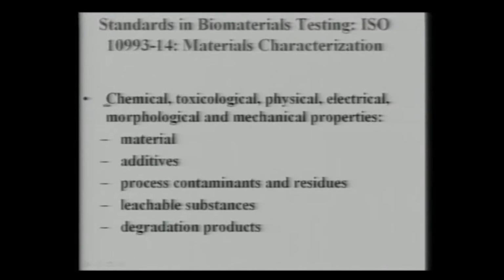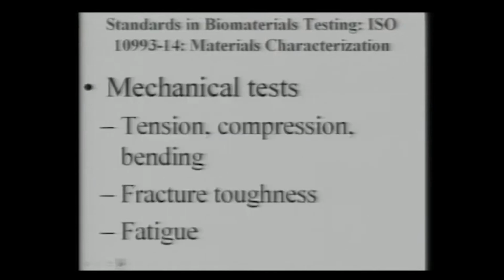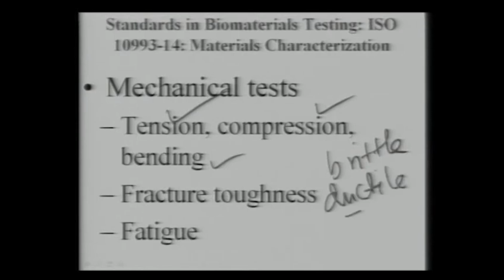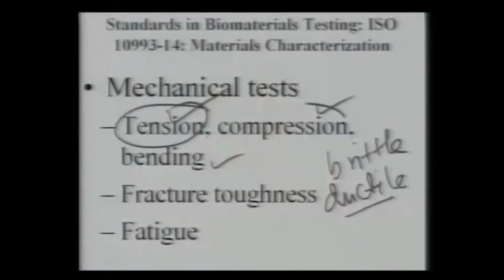Now here you have to find out the chemical, physical, electrical, morphological and mechanical properties of the materials that you are using. Most of these things I have already mentioned. Mechanical tests essentially mean you can do the test in tension, compression or bending, depending on whether you have a brittle material like ceramic or a ductile material like metal. If it is a ductile material, you can do the tension test. If it is a brittle material, you have to do the compression test or bending tests.